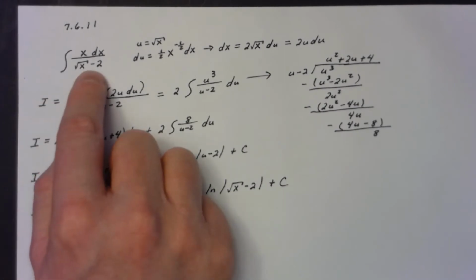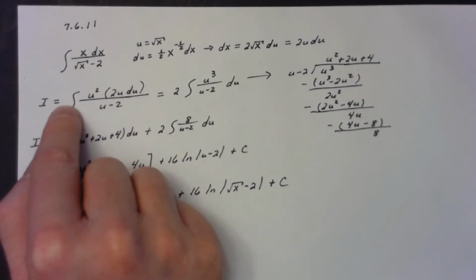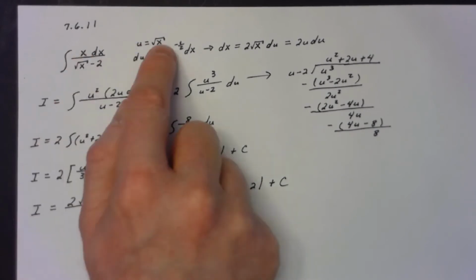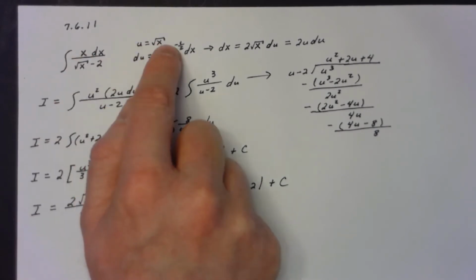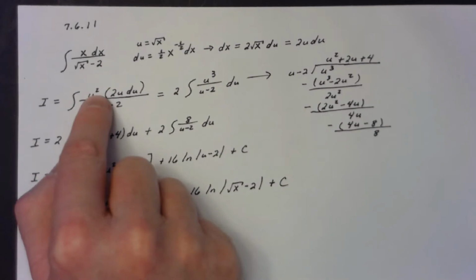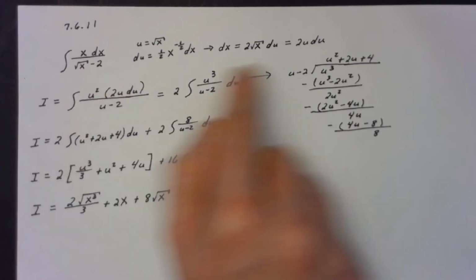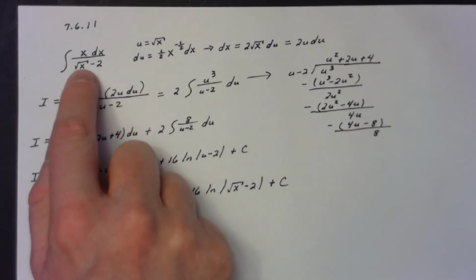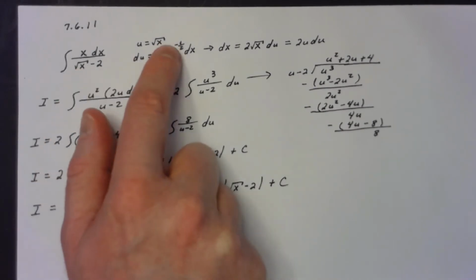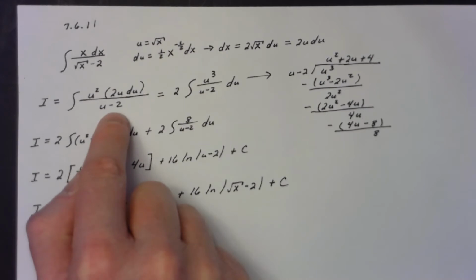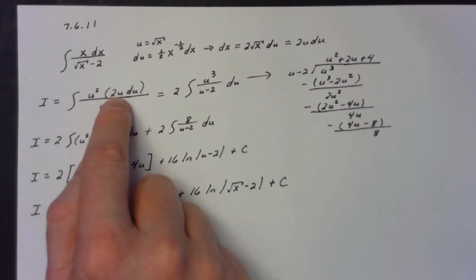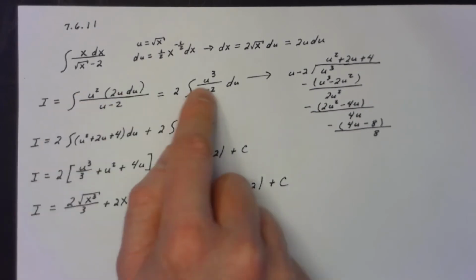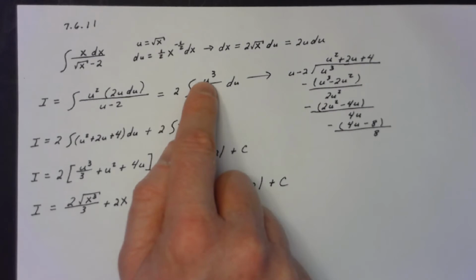I can say if I is the original integral, then I is equal to x. We know the root of x is u, so x is going to be u squared. Then dx, I've already shown up here, is 2u du. My denominator, the whole point of this was to say that u is equal to the root of x, so my denominator becomes u minus 2. Now, instantly I see that my numerator is going to be greater degree, so I go ahead and factor the 2 out, and then u squared times u is u cubed.